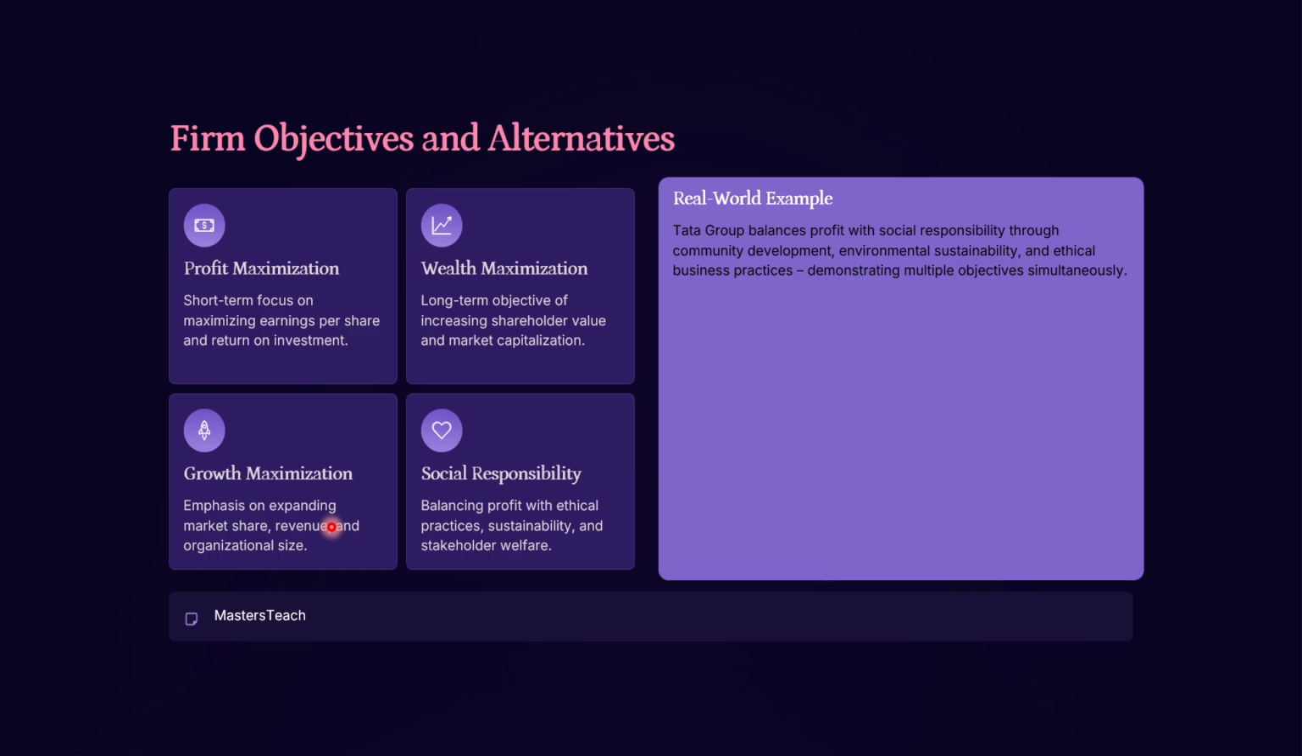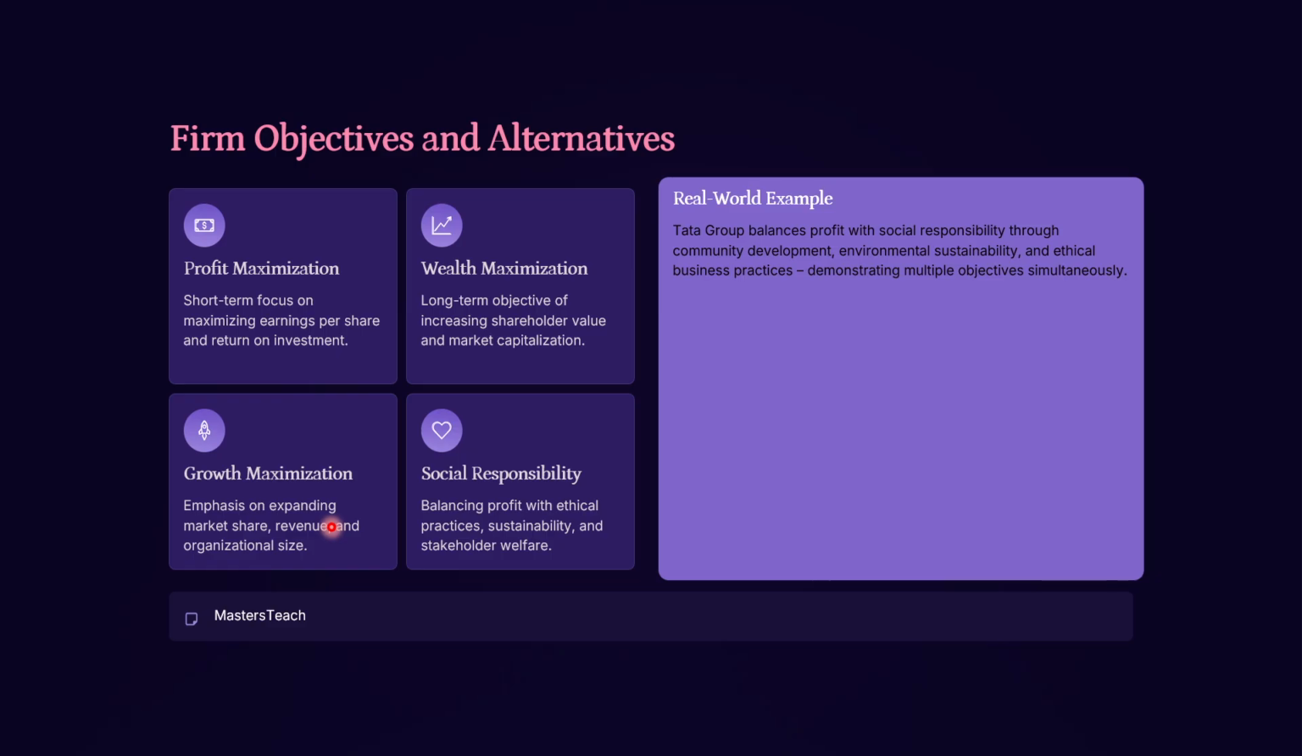So what are the aims or objectives of a firm or a company? One is profit maximization. The second one is wealth maximization. Third one is growth maximization. The fourth one is social responsibility. What is profit maximization? Getting more profit per unit of what they invested.